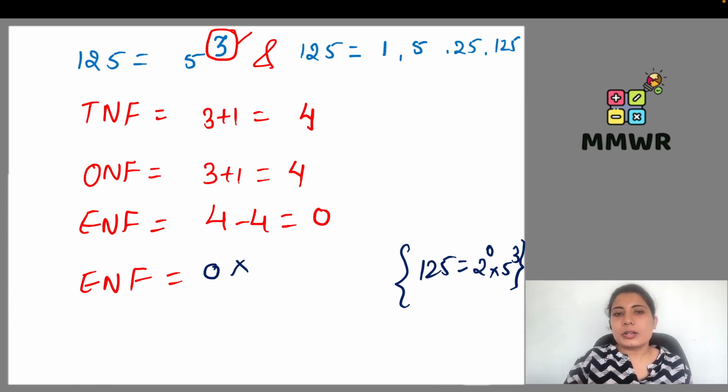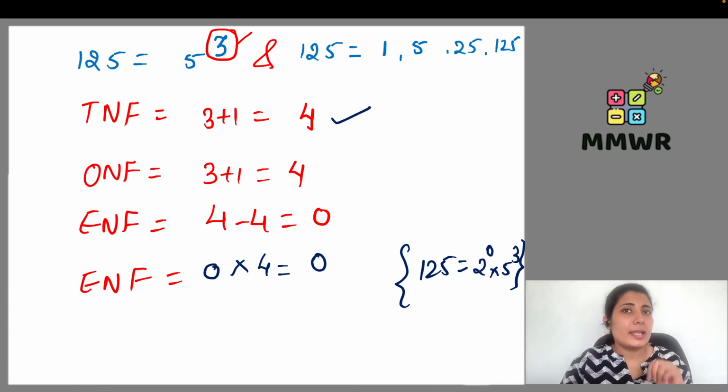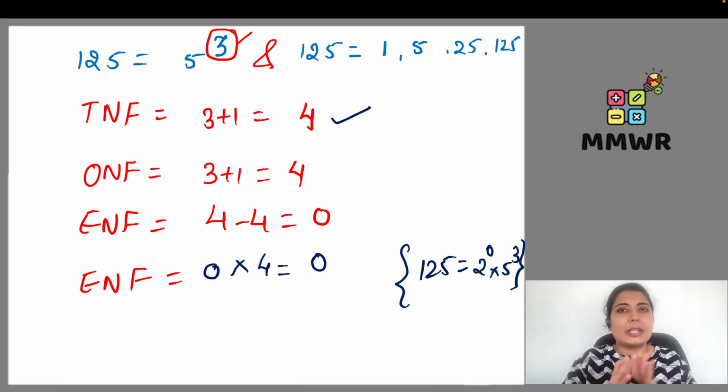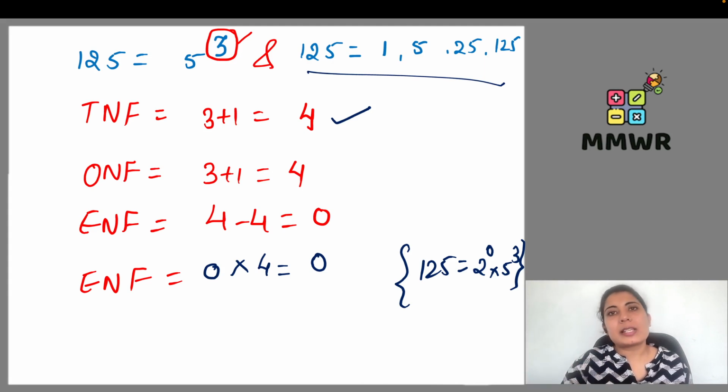And taking the successor of the other power, 0 multiplied by 4 gives me 0. So this way, I got to know 125 has 4 factors, out of which 4 are odd and 0 even. All of them are the odd factors. We can see in the list of 125 factors. So in the list of factors of 125 it is also clearly visible: 1, 5, 25, 125 are the factors of 125.